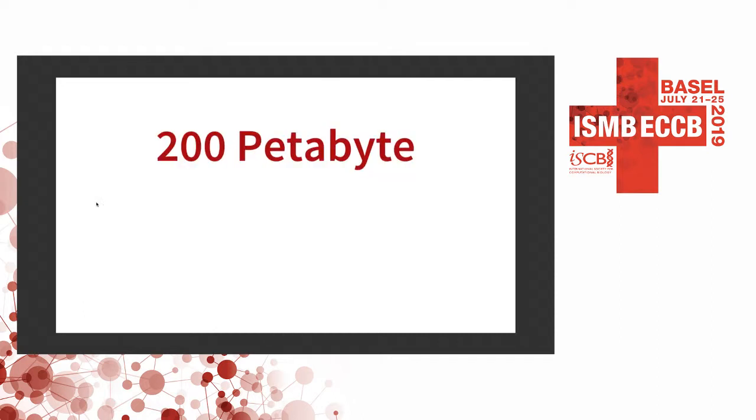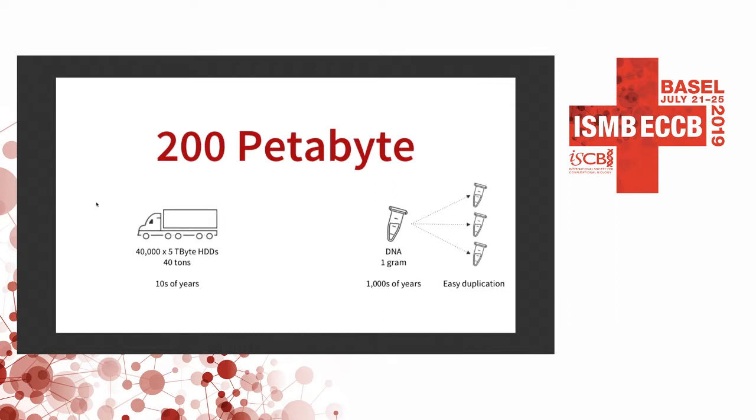So let's say you want to store 200 petabytes of data. If you use hard drives, you will need a truckload of hard drives, and it will last for a few decades. On the other hand, if you use DNA, it will fit in this small 1 gram tube. It can last for thousands of years in the correct conditions. And plus, DNA as a storage medium has a lot of advantages, such as easy duplication, which our cells do all the time.